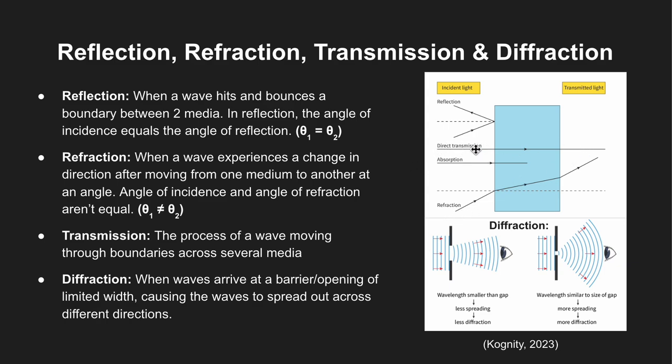As you can see, there's no angle of incidence. The angle of incidence is 90 degrees, which means that it just passes straight through. And then you have diffraction. It's slightly different compared to these.